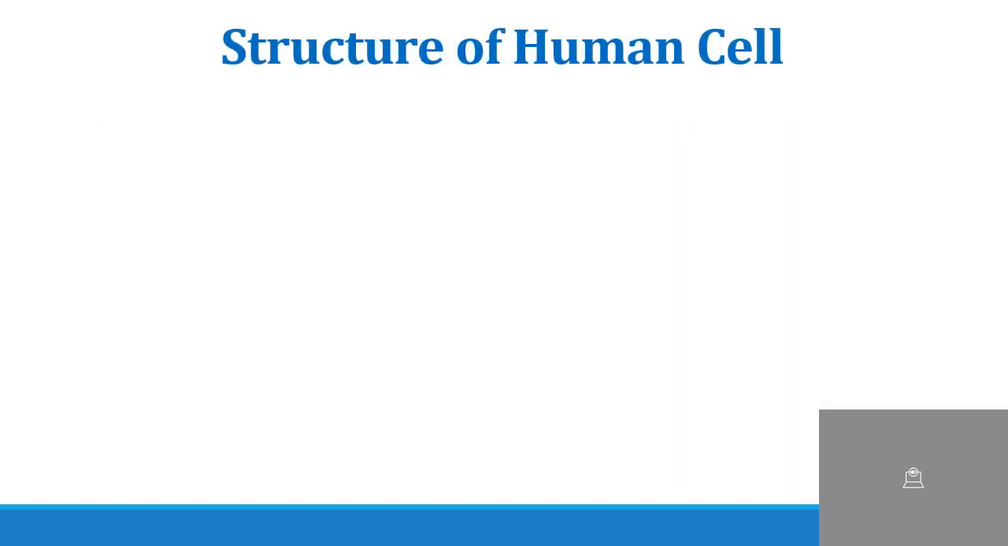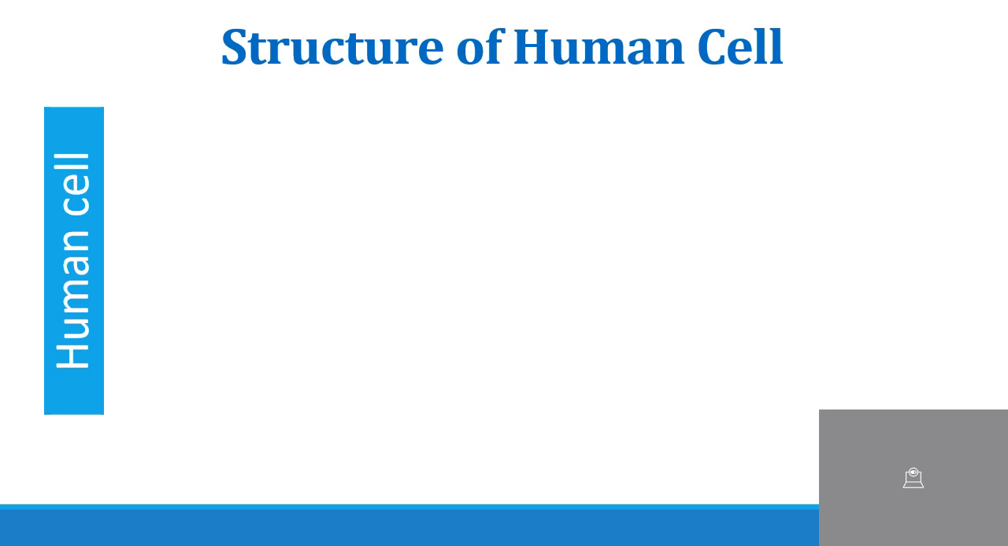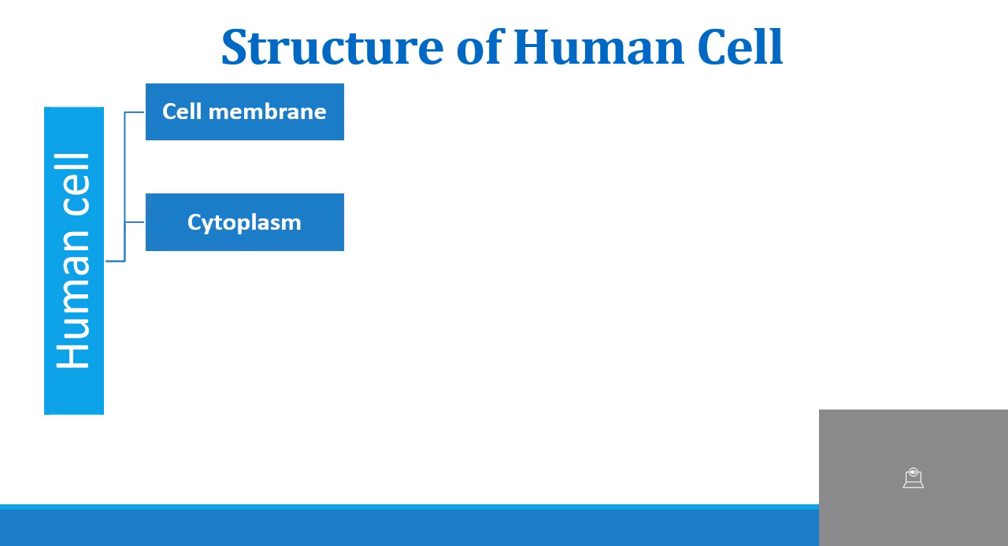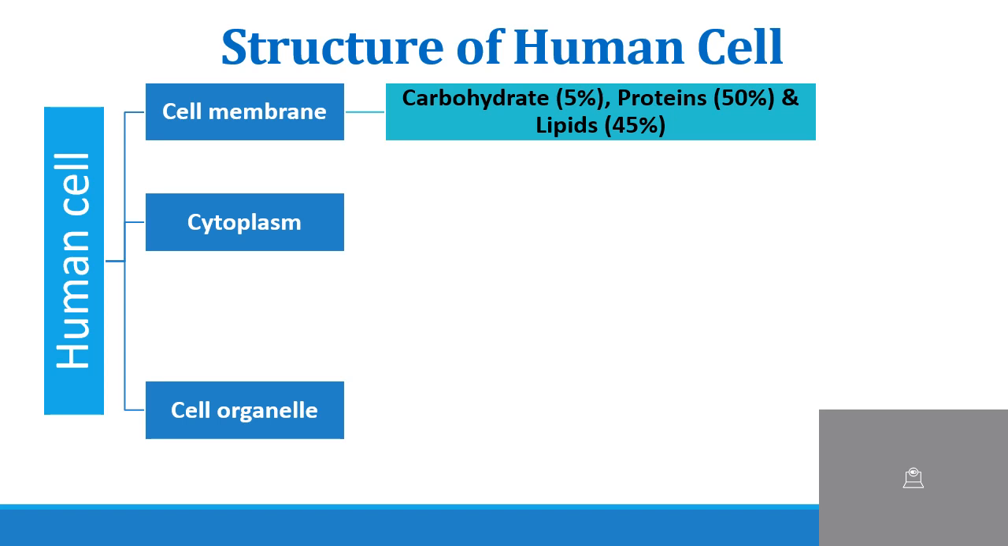If you look into the structure of the human cell, it basically has three main components: the cell membrane, the outermost protective layer; the cytoplasm, the fluid part of the cell; and the cell organelles, which are floating within the cytoplasm. The cell membrane, like I said, is the outermost protective layer, made up of about 5% carbohydrates, about 50% proteins, and about 45% lipid molecules. The cell membrane in human beings is said to be a bilipid layer membrane.